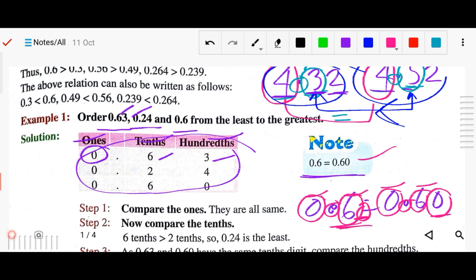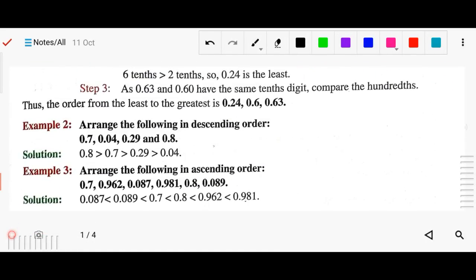Now next, these are the examples of how to arrange in descending order and ascending order. So we will solve exercise 9f.